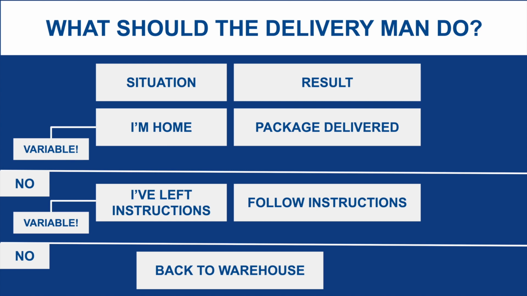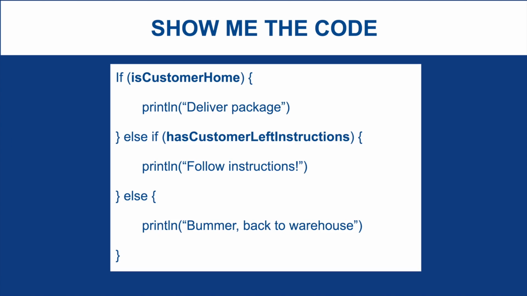So again, from top to bottom, the situation is I'm home, package delivered. But let's say that I'm not home. Okay, then I've left instructions. Okay, follow the instructions. But let's say I'm not home and I have not left instructions. Well, then you get what we have at the very bottom, back to the warehouse. So you know all of this from logic, but what we need to do and what we're trying to accomplish is to turn your English sentences and your logic into something that the computer can easily understand. So again, show me the code.